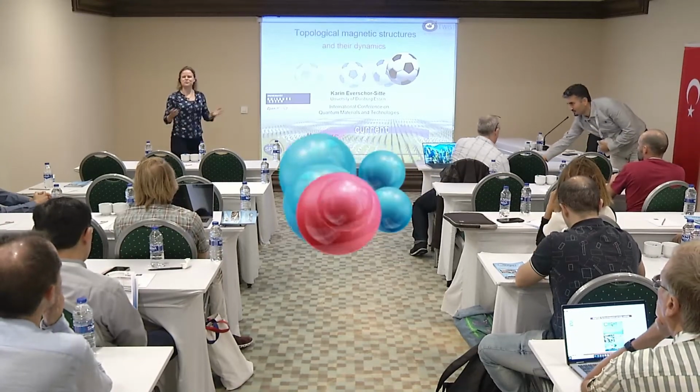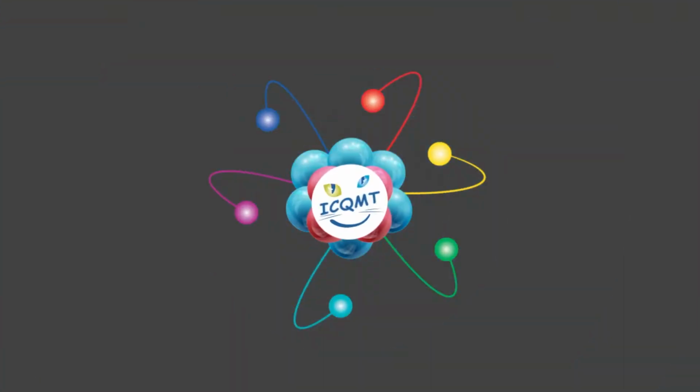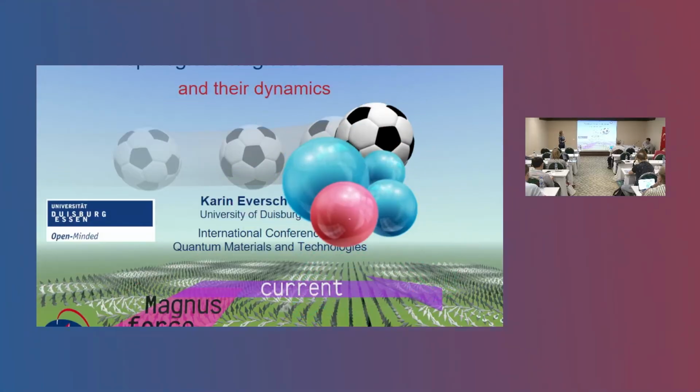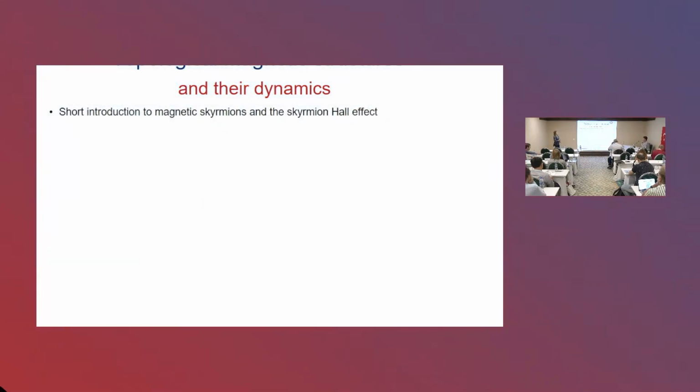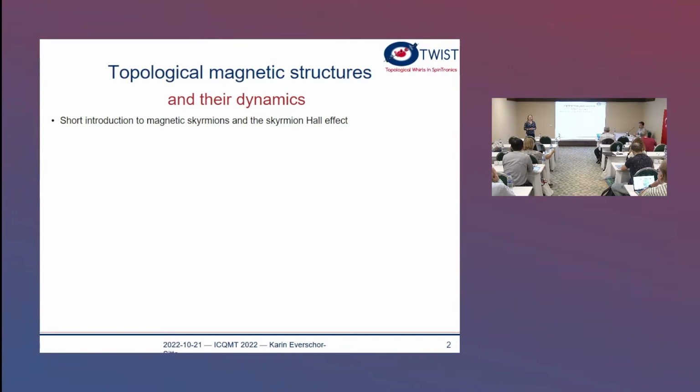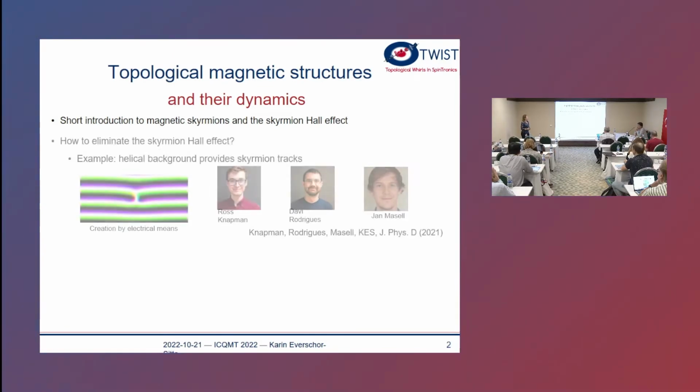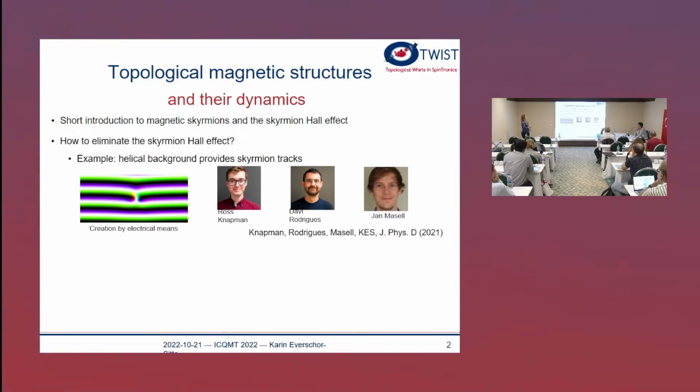So, after 2 more experimental talks, I would like to give a bit more theory insight, mainly about magnetic skyrmions, and also about the dynamics. So first I will give a brief intro to magnetic skyrmions and the skyrmion Hall effect, which we have heard about already. There are many ways to get rid of the skyrmion Hall effect, and I will show some of them, but I would like to highlight also one that we've been recently working on.